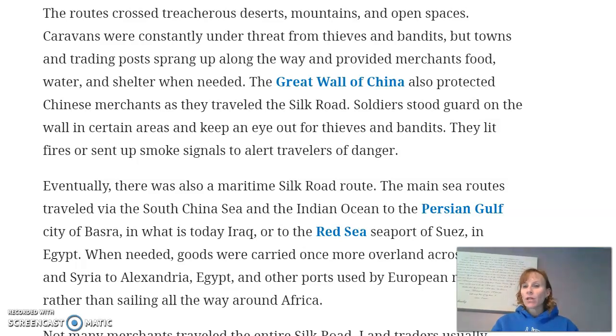There was also the Great Wall of China, which is still there today. It protected the merchants also. So soldiers would stand guard, and if there was danger, they would send off smoke alerts or fire to let the travelers know, hey, be careful coming forward. There's danger up here. There's thieves. There's bandits. Okay. So they were kind of looking out for each other and helping each other, protecting each other to protect their trade. Okay. What's good for one is good for the other.